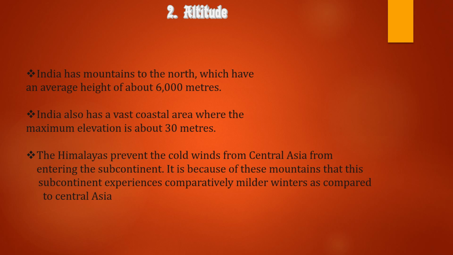So the average height of the mountains in our India is 6,000 meters. So 6,000 meters means almost 6 kilometers. India also has a vast coastal area where the maximum elevation is about 30 meters. So the Himalayas prevent the cold winds from Central Asia from entering the subcontinent.